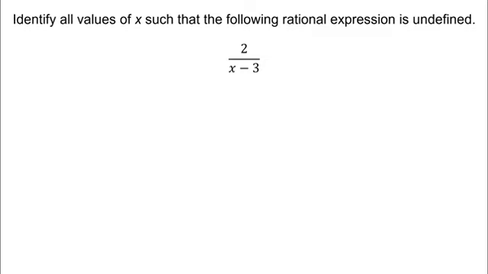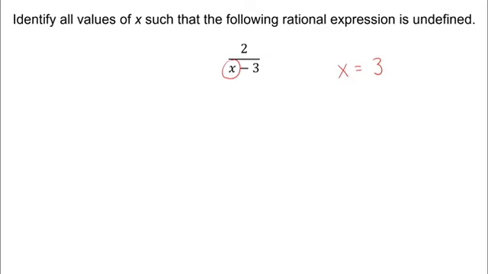So let's look at this example. Here we're not asked to evaluate this rational expression. We're asked to identify all the values of x that make this rational expression undefined. So in other words, we're looking for restricted values of the variable. Remember, the restricted value is any value that makes the denominator 0. Well, it's easy to tell in this example that if I plug in 3 for x, my denominator will be 3 minus 3, which is 0. So that means in this case that x equals 3 is a restricted value.